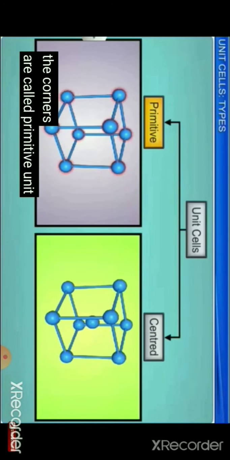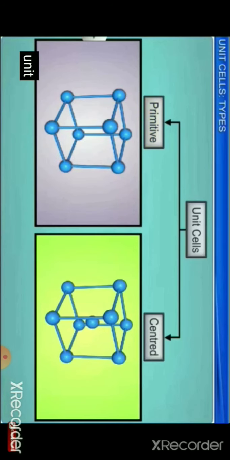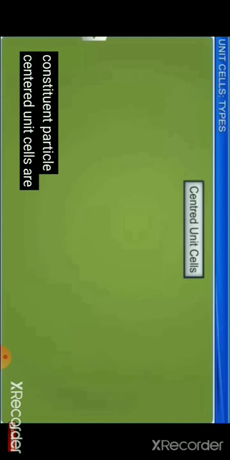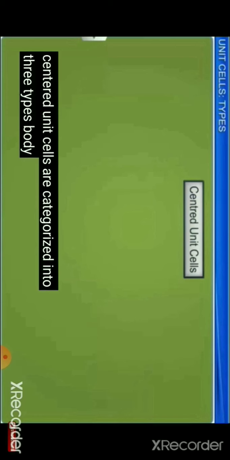Unit cells in which all the constituent particles such as atoms, ions or molecules are present only at the corners are called primitive unit cells. And unit cells in which one or more constituent particles are present at positions other than the corners, in addition to those at the corners, are called centered unit cells. Based on the position of the centered constituent particles, centered unit cells are categorized into three types: body-centered unit cell, face-centered unit cell and end-centered unit cell.